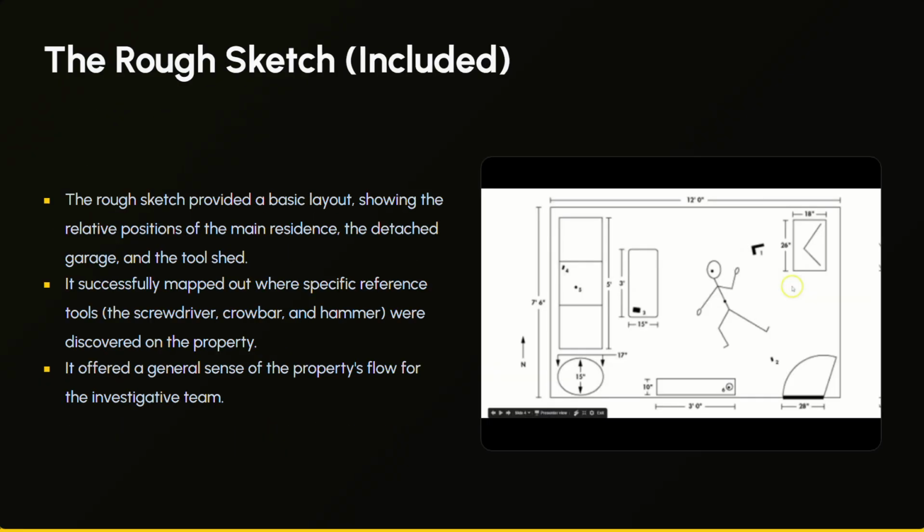Here's my rough sketch of the crime scene. It provides a basic layout showing the relative positions of the main residence, detached garage, and the tool shed. It maps out where specific reference tools, the screwdriver, crowbar, and hammer, were. You can see right here, this is where some of the stuff is located. And it offered a general sense of the property's flow for the investigative team.